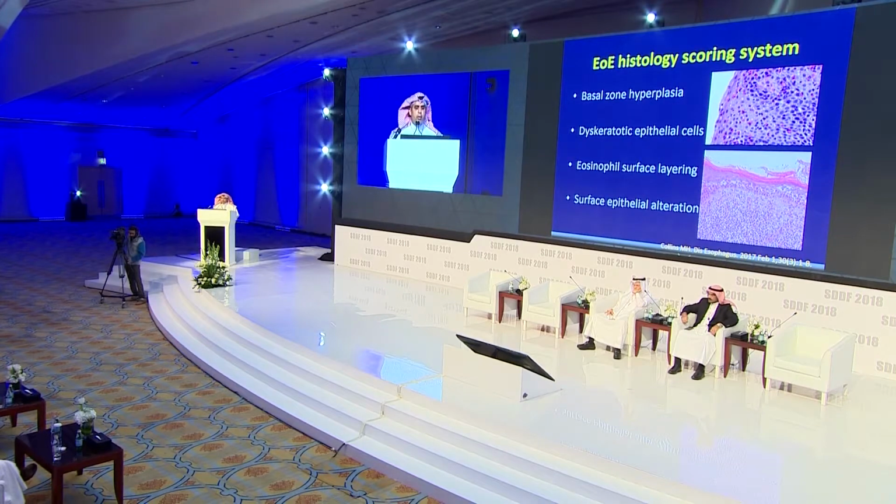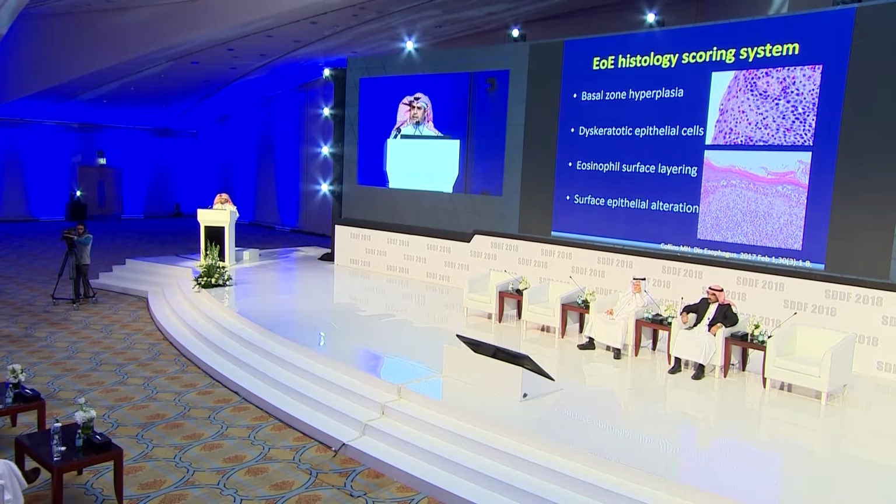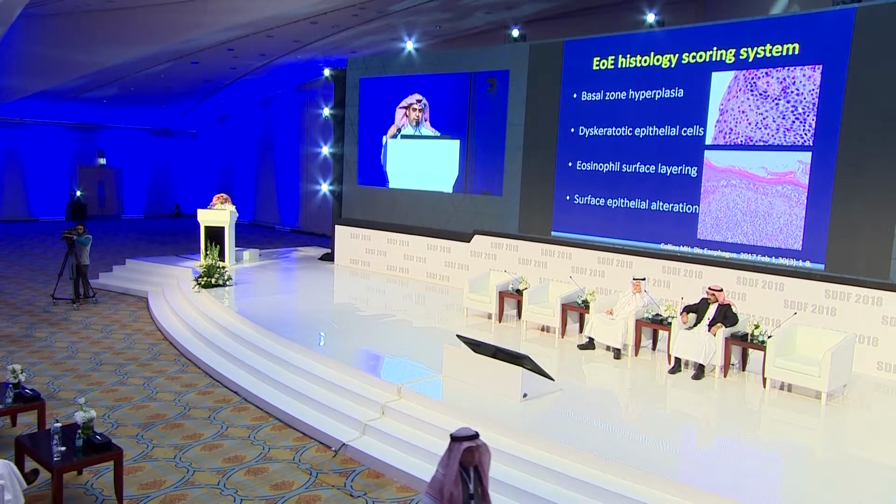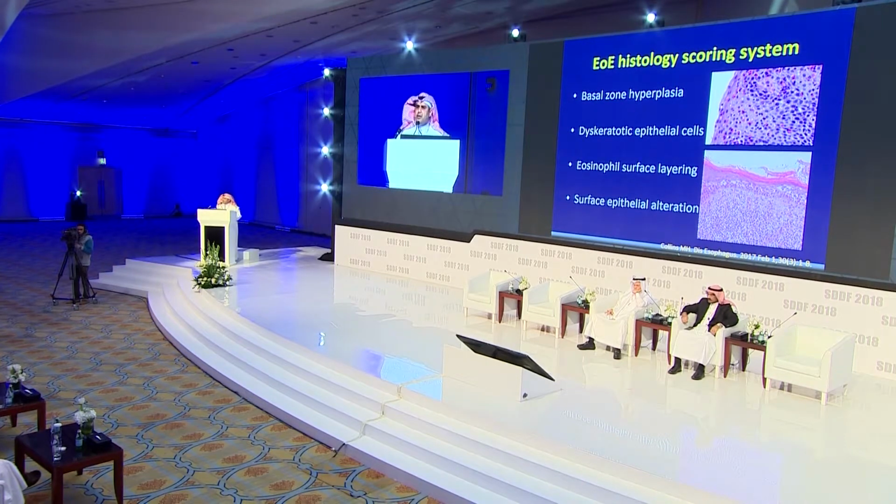they put together what we call the eosinophilic esophagitis histology scoring system, to give stage and grade, and they added basal cell hyperplasia together with dyskeratosis and eosinophil surface layering. This helps us improve the discordance between histology and symptoms. And there is strong data supporting this staging and grading of eosinophilic esophagitis.